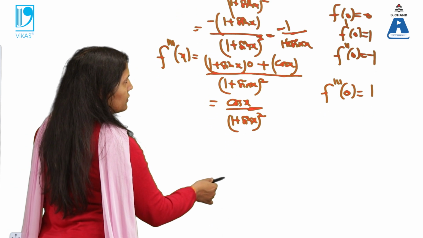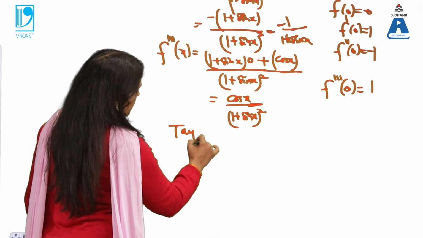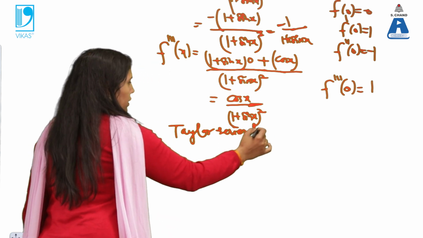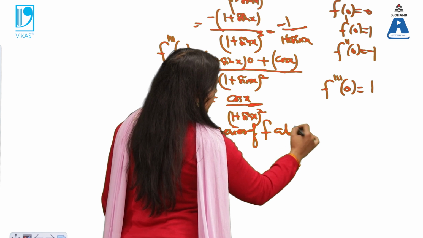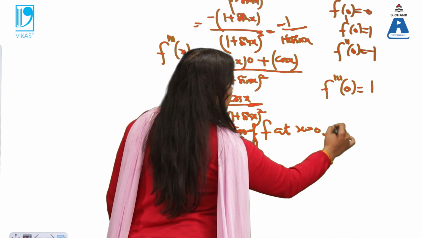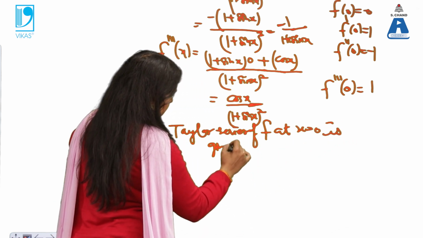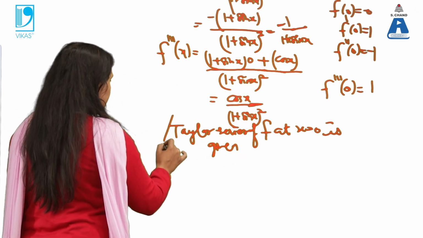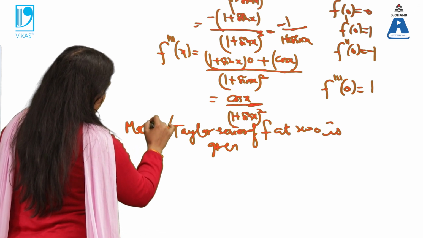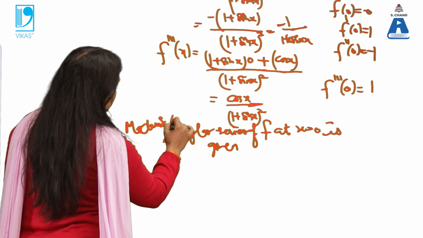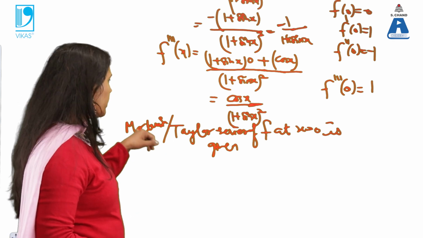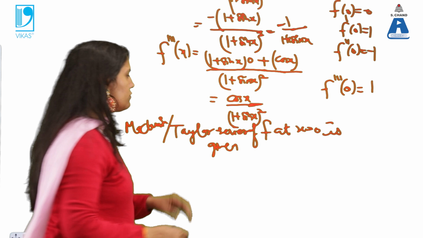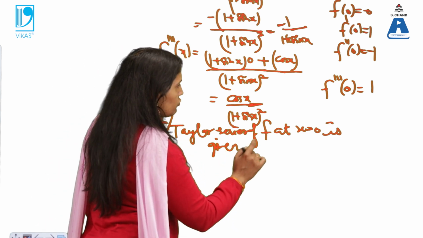Now I am writing the Taylor series. Taylor series of f at x equal to 0 is given by, okay, for x0 we call it Taylor or Maclaurin, it hardly matters. Both are the same thing. But if it is any other point, then we can't call it Maclaurin. If it is 0, we call it Taylor Maclaurin. There is no issue.